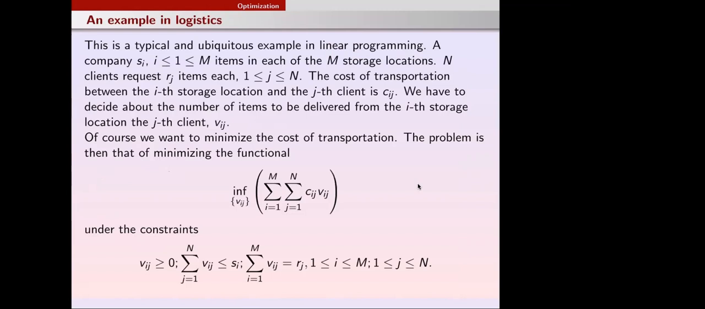You certainly know this, right? So a company is dealing with several items in different storage locations. You have M items in M locations, and then you have N clients. Clients are ordering different goods in different volumes with different combinations, right?